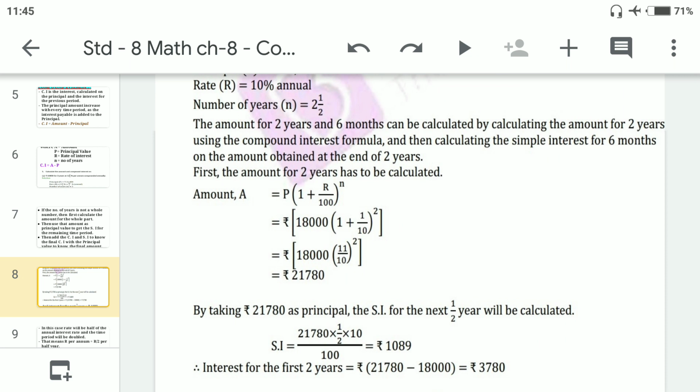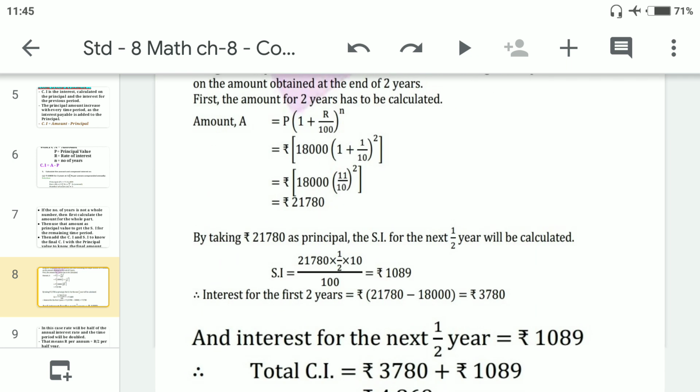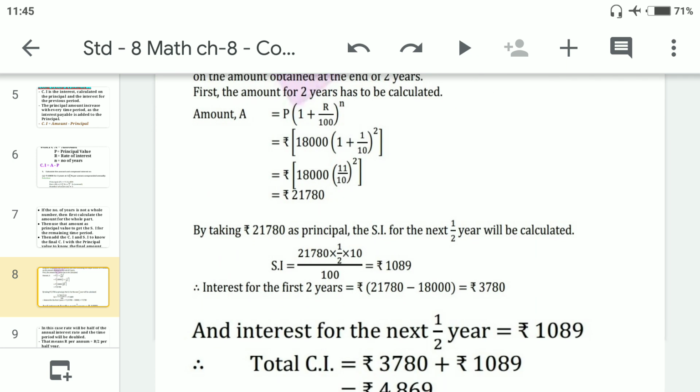So here SI equal to PTR divided by 100, where P equal to 21,780. Do not put here the P value as 18,000. It will be wrong because it is a compound interest, and in compound interest you have to put the amount of the previous year. So here it is 21,780, and the number of year it is 1 by 2, and the rate of interest is 10 divided by 100. We are getting 1,089. This is the simple interest for the rest half year.